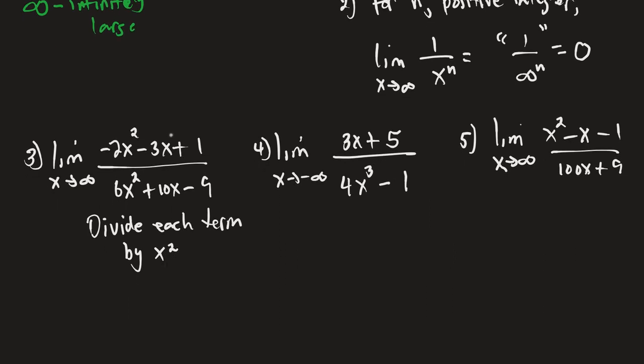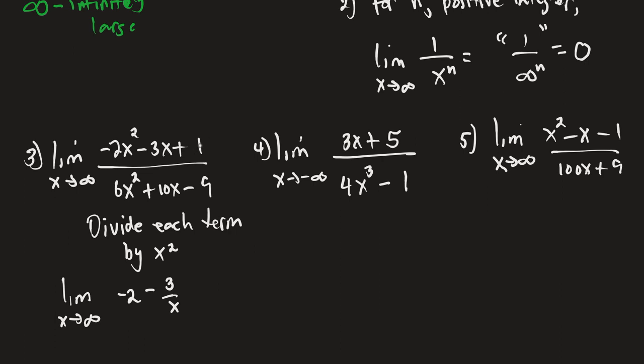Now there are 6 terms here, so it's going to look like this. This limit becomes, when I divide the first term by x squared, the x squared goes away, so I'm left with -2. And then if I divide 3x by x squared, I'll have 3 over x.